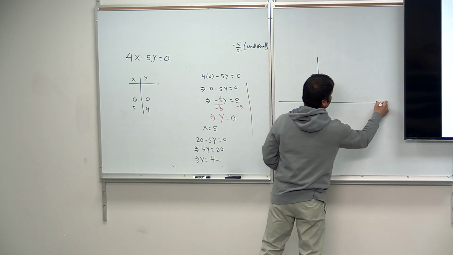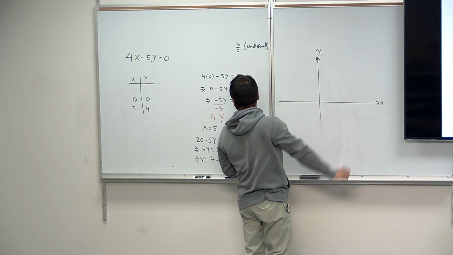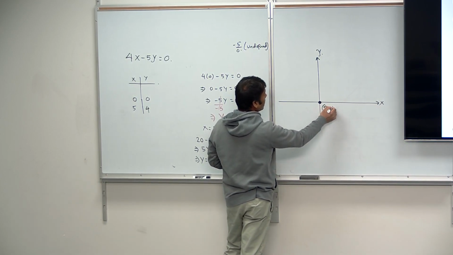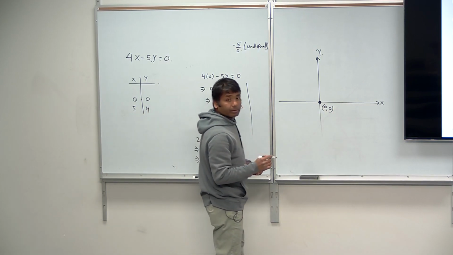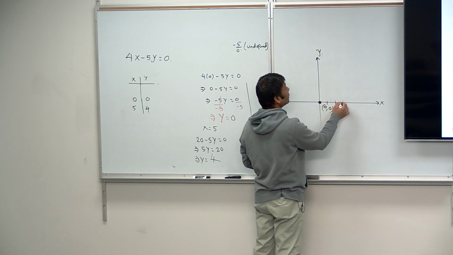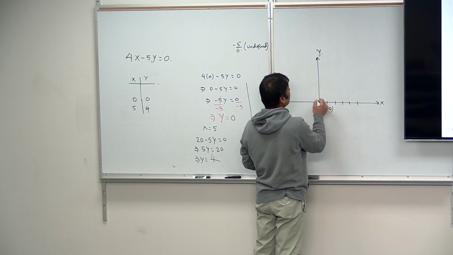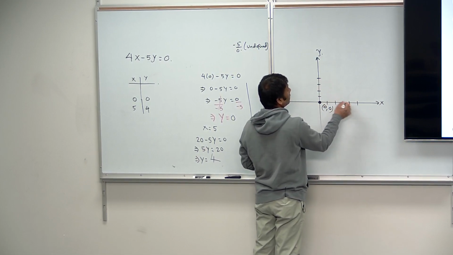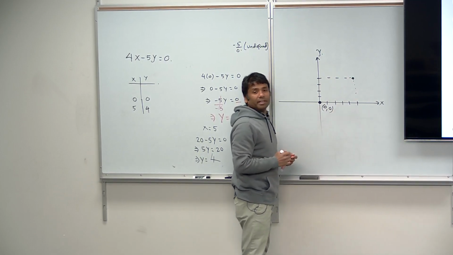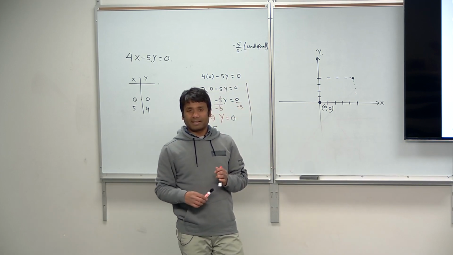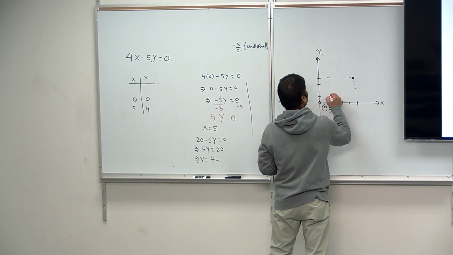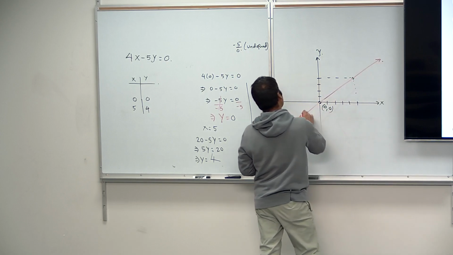This is your x-axis. This is your y-axis. You have the point 0, 0. This is the origin, right? And then you have 5, 4. So that means from the origin, you go 5 units right, 1, 2, 3, 4, 5 units right, and 4 units up, 1, 2, 3, 4 units up. These 2 points, right? And then you join them. You see?